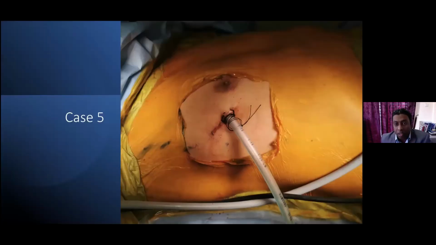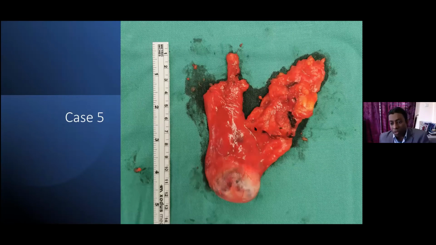So you can see this is the uniportal wound where the patient had a uniportal VATS thymectomy, and the whole thymus was removed through this small keyhole wound on the right side of the chest. And this was the thymoma that was removed from that same patient.